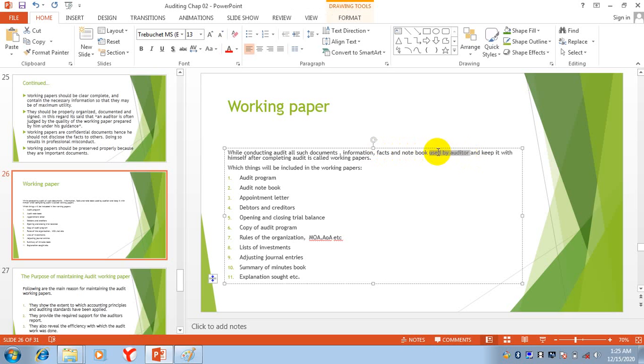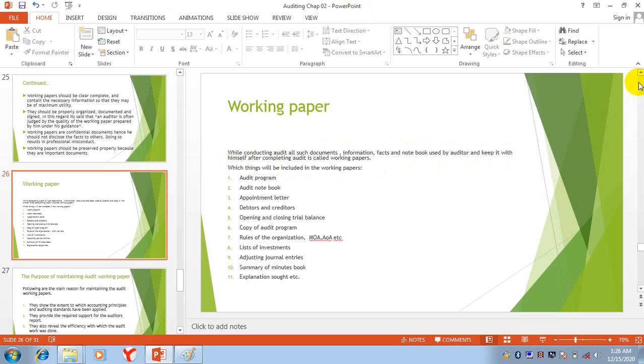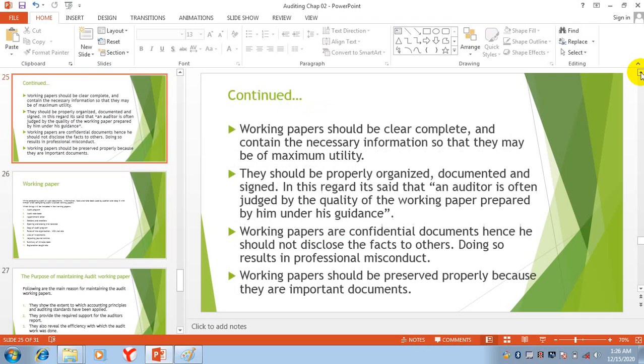An auditor uses all these documents, all the information, all the facts, and all the things written in a notebook, and keeps them with himself after completing the audit. This is called the working paper. On the basis of this working paper, he concludes something about the audit. This is basically called the working paper.